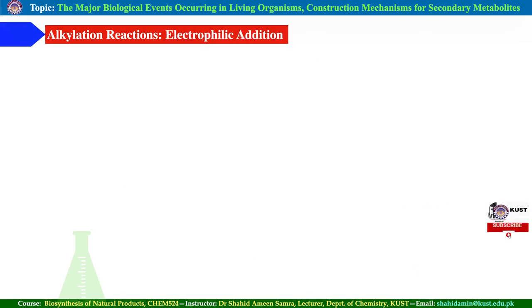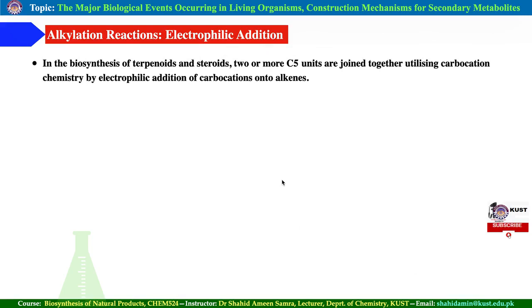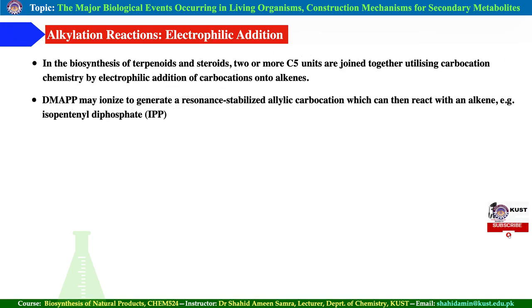So now we look at the alkylation reaction that happens through electrophilic additions. This occurs in the biosynthesis of terpenoids and steroids. Here, two or more C5 units are joined together utilizing carbocation chemistry by electrophilic addition of a carbocation on alkenes. Those are very common reactions in organic chemistry. Here, DMAP may ionize in a similar way to what we discussed in the previous slide, to generate a resonance stabilized allylic carbocation, which can then react with the alkene, like in one example, the isopentenyl diphosphate IPP.